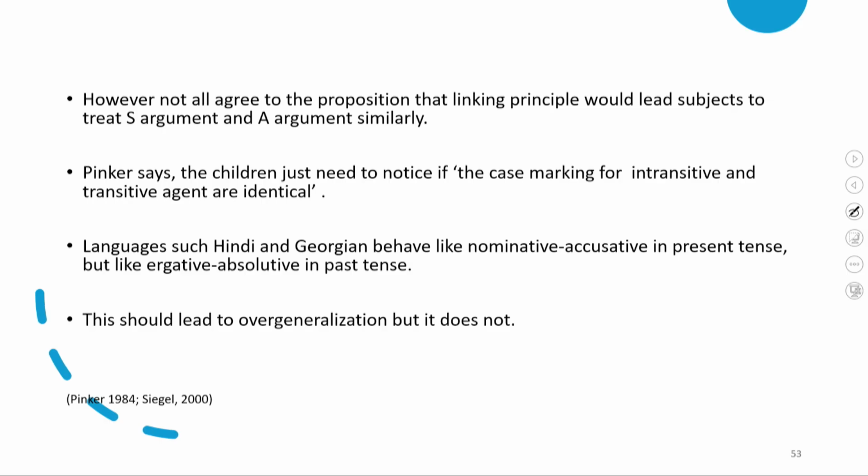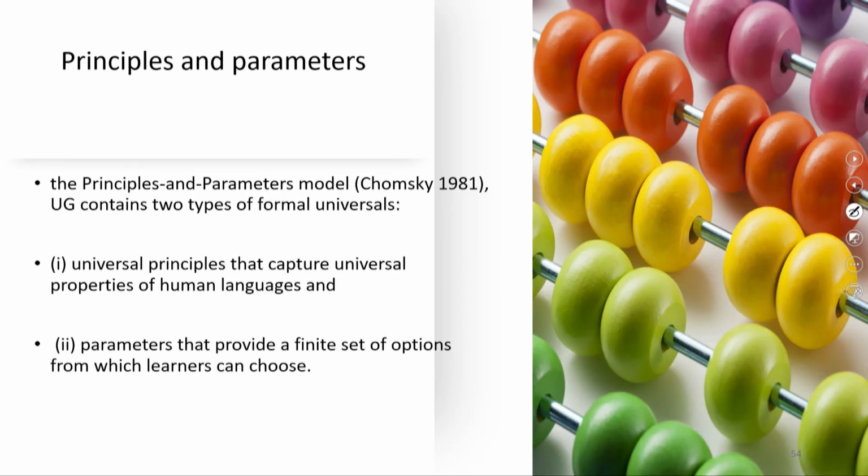Languages such as Hindi and Georgian behave like nominative accusative in the present tense, but like ergative absolutive in the past tense. So, this is the kind of complexity we are talking about, but children don't seem to have any problem. So, that is where we leave linking, and now let us move on to principles and parameters, which is another very important aspect of universal grammar.